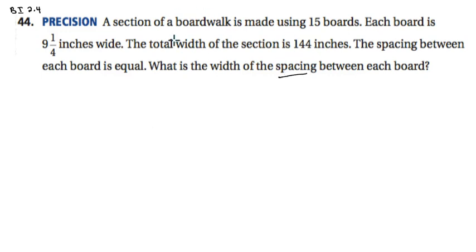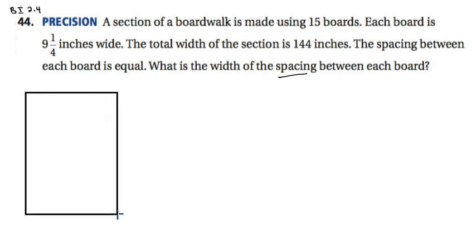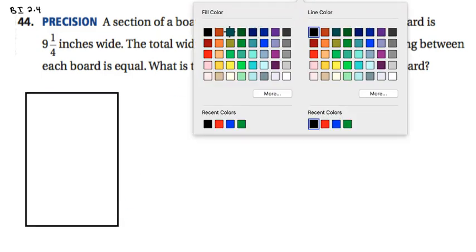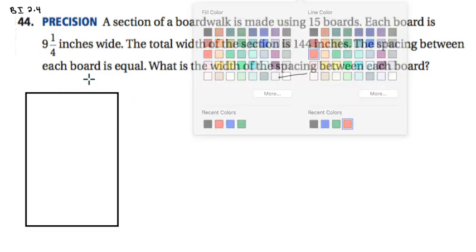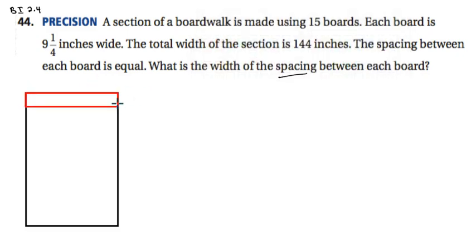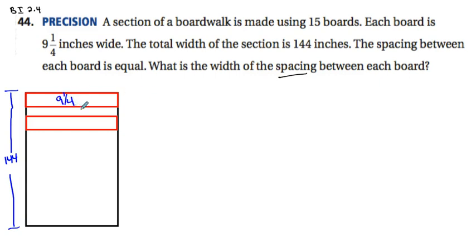Alright, so if you think about this for a second, what are we dealing with? We have some kind of section here, and in that section we have, let's go with 15 boards, and in between each board, so we have about 15 of these, all the way down, and the total section here is 144. Each one of these boards here is 9 1/4, and this here is my spacing. And the question is, how much is each spacing?